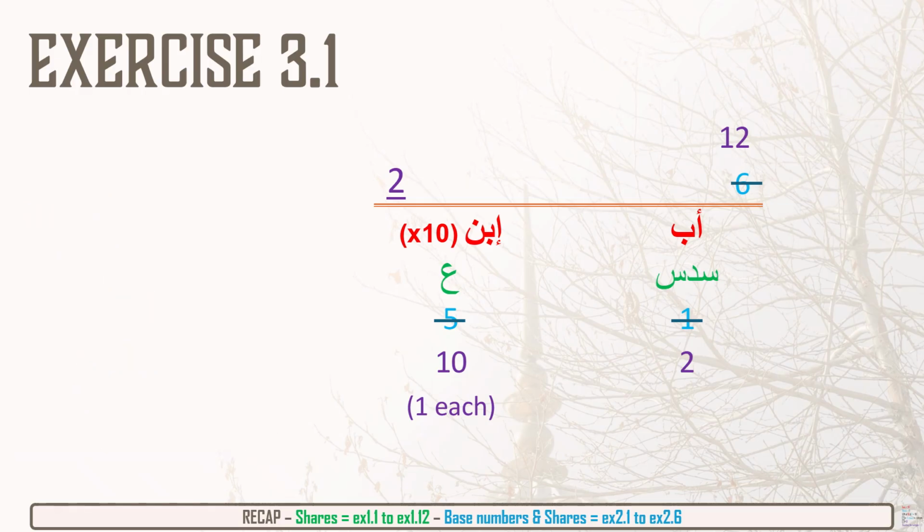So in summary, the base number will be 12. The father will get 2 shares. The 10 sons will get the remaining 10 shares, and they will get 1 each.